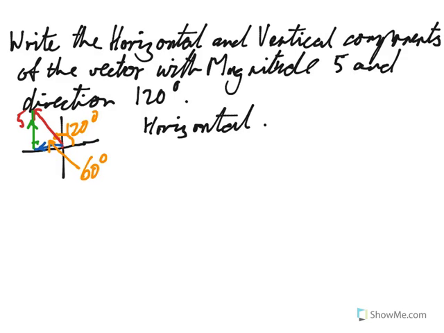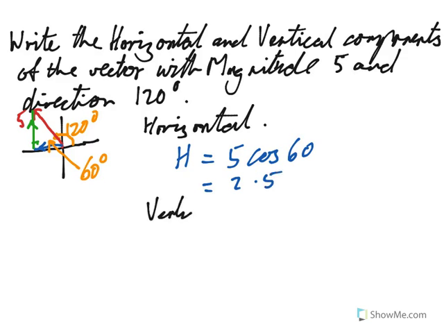Alright, so let's look at our horizontal component. So our horizontal component, which is our blue one, is equal to 5 cos 60, and 5 cos 60 is 2.5. I forgot something about my horizontal component. It's pointing in the negative direction, isn't it? So I should say negative 2.5.